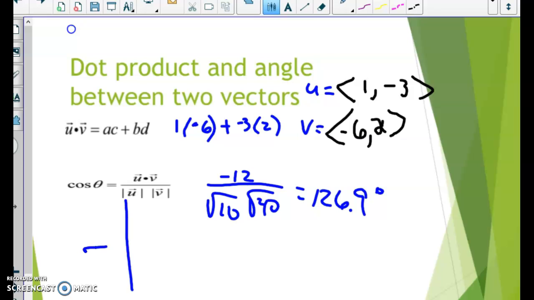So let's take a look at these two vectors and see what that's going to look like. 1, 2, 3, 4, 5, 6, 2. And what we have is the angle between these two is 126.9 degrees. And so that's what that is doing.